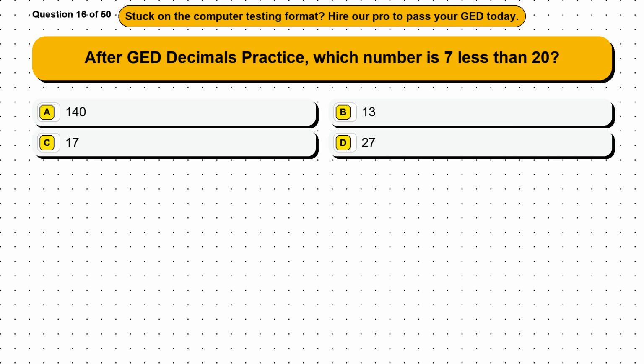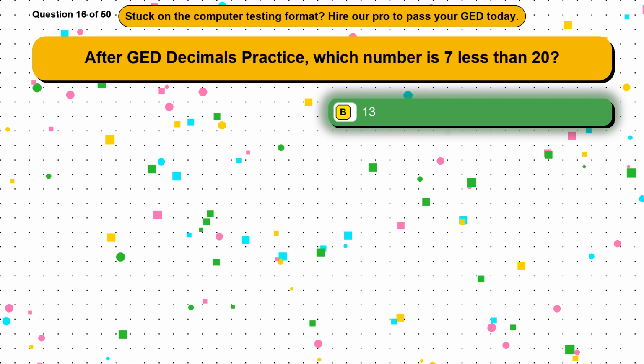Question 16. After GED Decimals Practice, which number is 7 less than 20? Option A, 140. Option B, 13. Option C, 17. Option D, 27. The correct answer is option B.